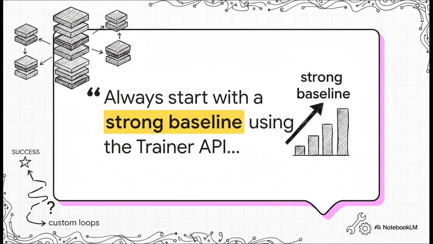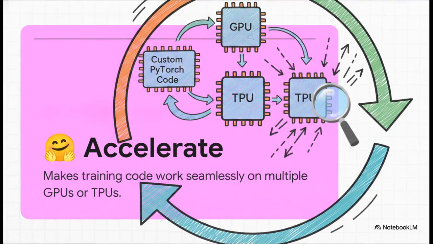It's only after you have that strong baseline, and maybe you realize, hey, I need a highly specific custom behavior, like a unique loss function the API doesn't support. Only then should you invest the time into writing a PyTorch loop from scratch. But let's say you do make that strategic decision to drop down into a custom loop.